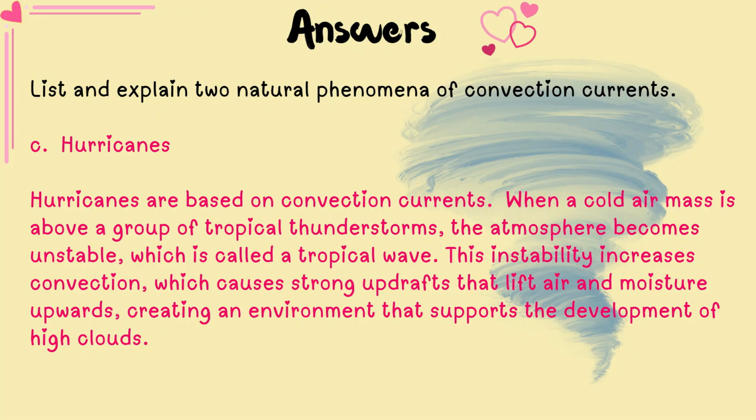C. Hurricanes. Hurricanes are based on convection currents. When a cold air mass is above a group of tropical storms, the atmosphere becomes unstable, which is called a tropical wave. This instability increases convection, which causes strong updrafts that lift air and moisture upwards, creating an environment that supports the development of high clouds.